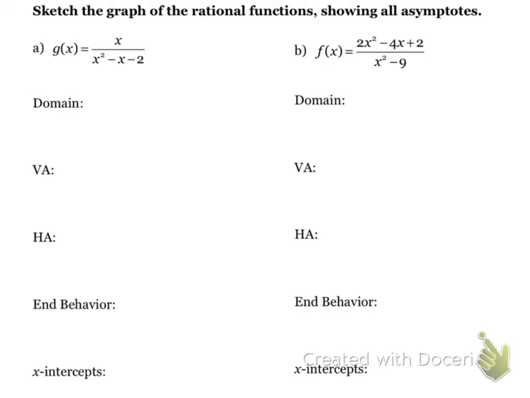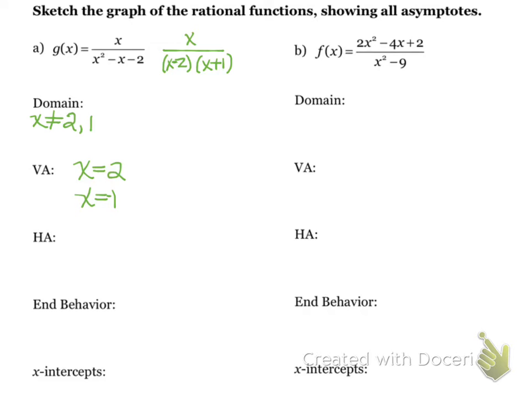So the first thing I'm going to do for A is factor the denominator. So I will have x over x - 2 times x + 1. Okay, so I'm actually going to go down here to vertical asymptotes because nothing crosses out. So I know that I have a vertical asymptote at x = 2 and x = -1 because those two values make my denominator 0, which I cannot have.